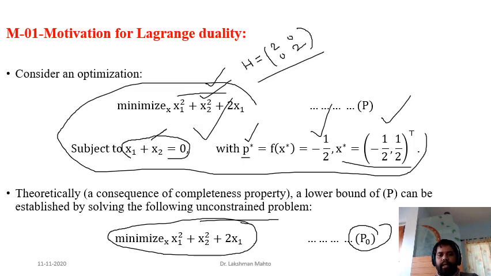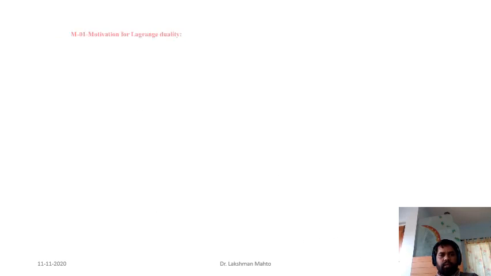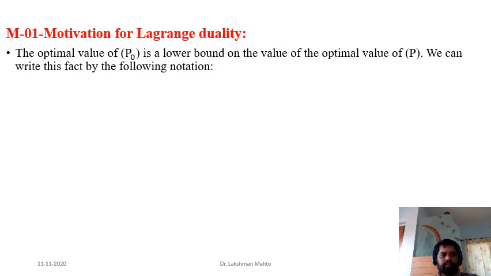So we are getting a relation like this. We say that the optimal value of P naught provides a lower bound on the optimal value of the given problem P. Okay, so we can write this fact by the following notation.